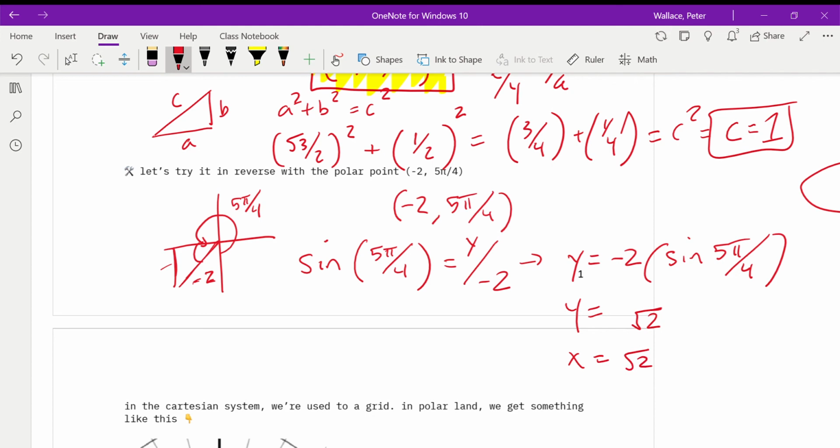So there we go. We've got our x and our y from our radius and our theta. So our Cartesian coordinates would be root 2 comma root 2.